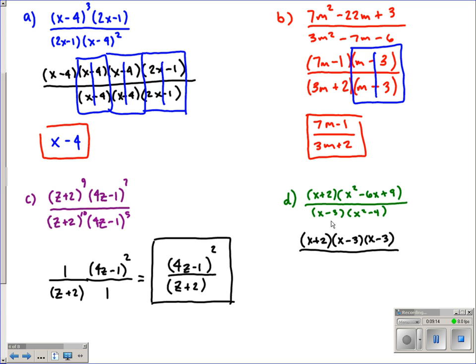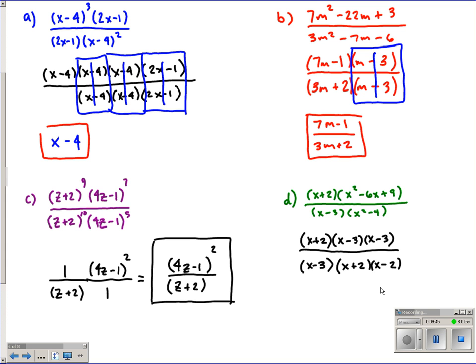In our denominator, we're going to have an x minus 3. And we have x squared minus 4 here, which is a difference of squares. And we should recognize that that should turn into the square root of our first term plus the square root of our last term, and the square root of our first term minus the square root of our last term. So x plus 2 and x minus 2.